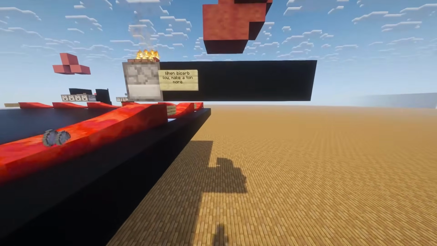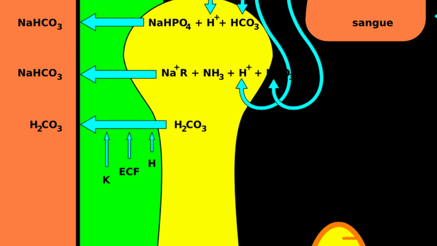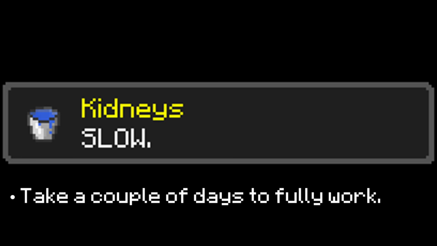They constantly recycle this bicarbonate that they've made. This recycling process keeps the bicarbonate levels in the body very stable. The main downside of the kidneys is that they are slow to produce this bicarbonate, and it generally takes around 2 to 3 days for them to properly respond to a raised acid level in the body.